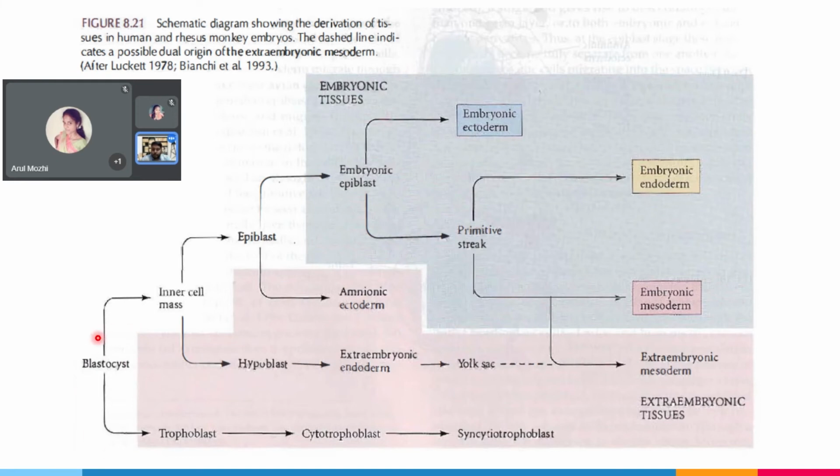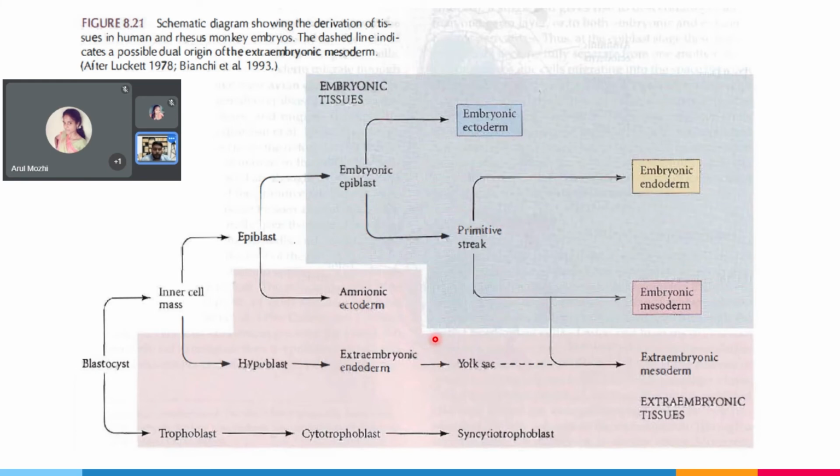So we first have the blastocyst. This bifurcates into the inner cell mass and the trophoblast. The inner cell mass gives rise to the hypoblast and extra-embryonic endoderm, which finally gives rise to the yolk sac, and the epiblast, which forms majorly the embryonic tissues, forming the embryonic ectoderm, the embryonic endoderm, and the embryonic mesoderm. These are the three layers that we have studied extensively throughout.